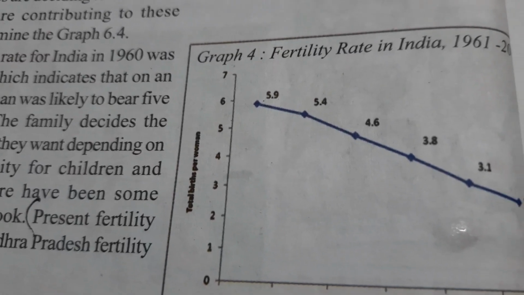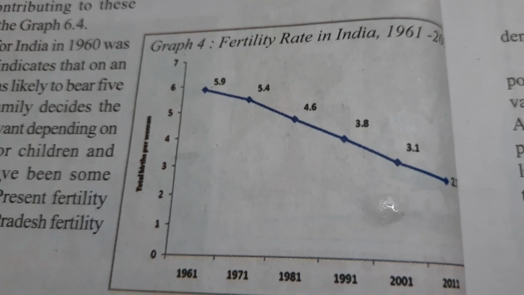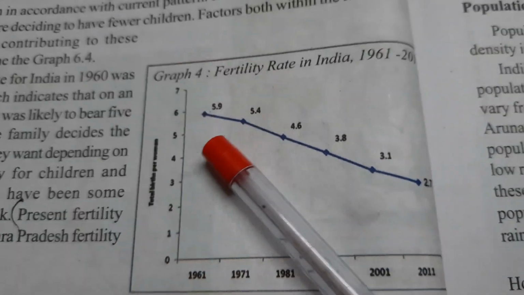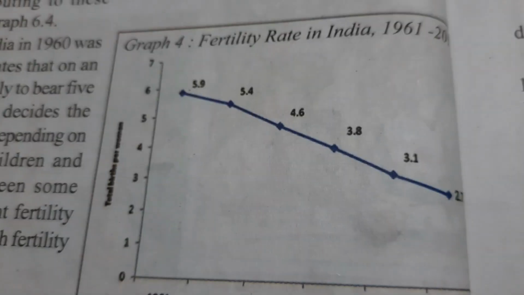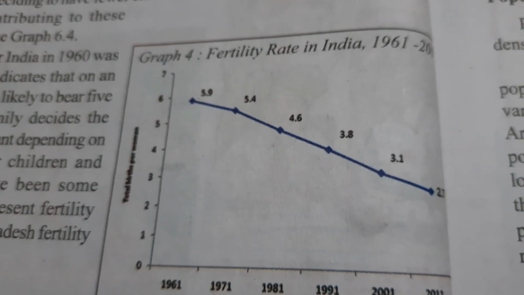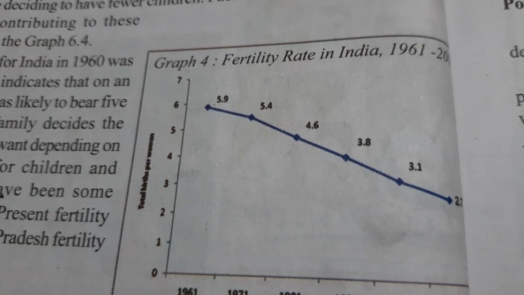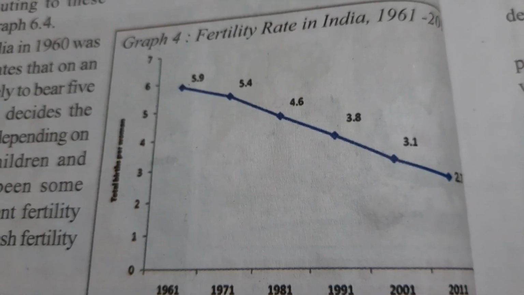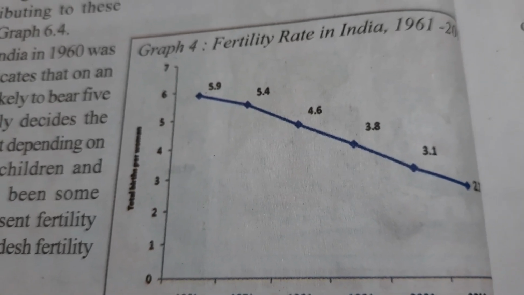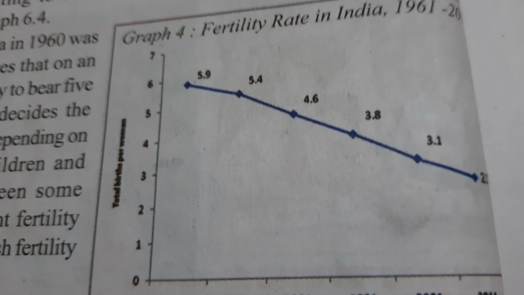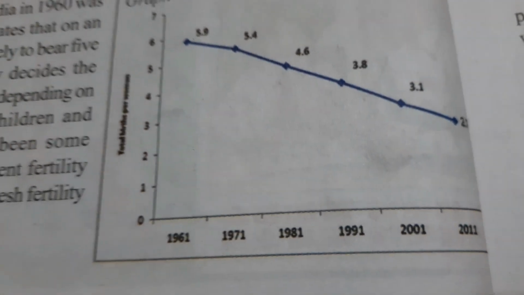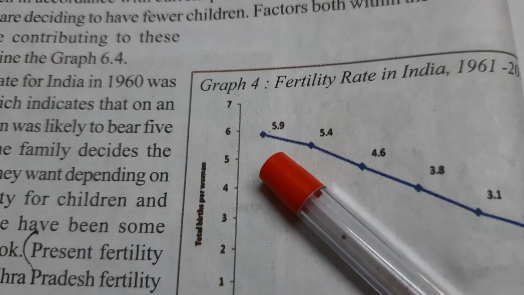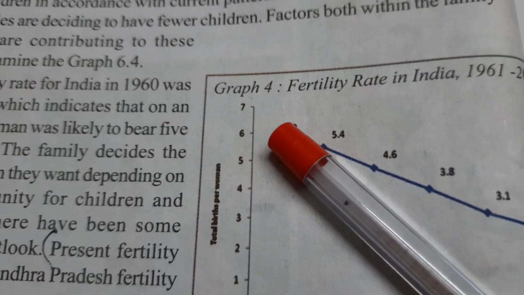Now children, we have given a graph for the fertility rate of India from 1961 to 2011. See this graph. Now what do you mean by fertility rate? Fertility rate is the number of children that is likely to be born to a woman till the end of her childbearing years. That is called fertility rate. How many children a woman can give birth to during her childbearing period. In 1961 the fertility rate was highest. That means each woman can give birth to 6 children.